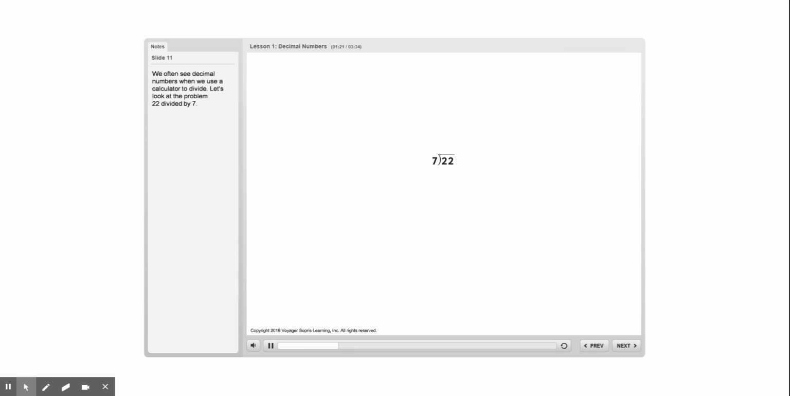We often see decimal numbers when we use a calculator to divide. Let's look at the problem 22 divided by 7. When we divide with a calculator, the answer is a decimal number. There is a 3, then a decimal point, then several other digits.